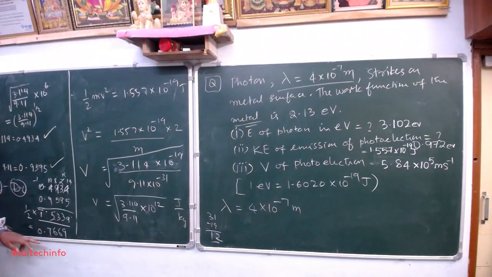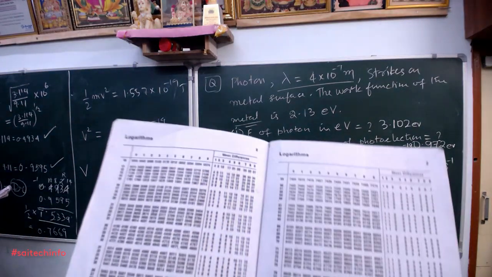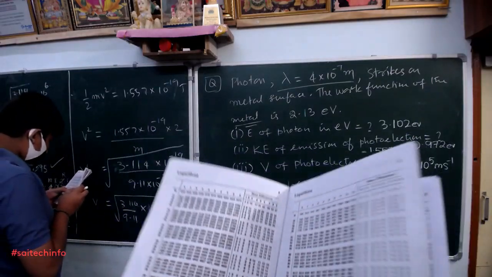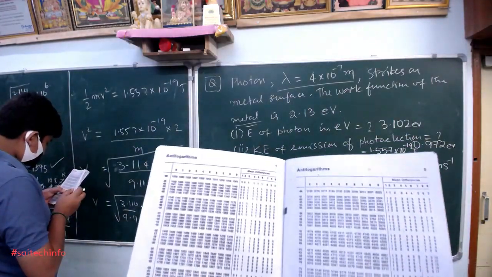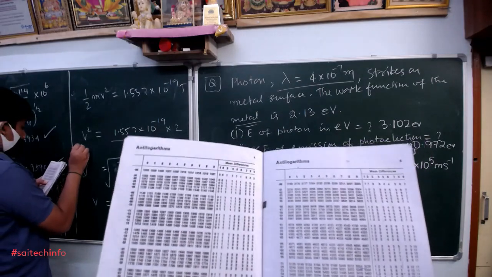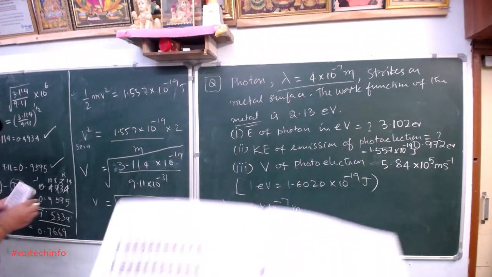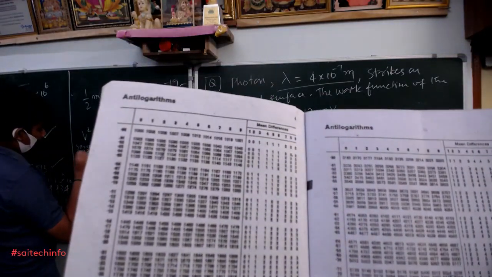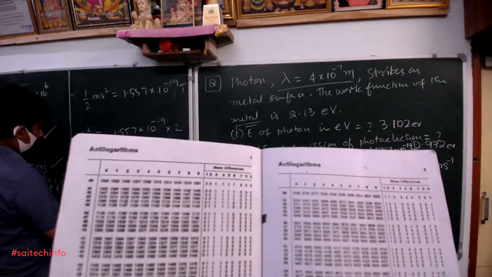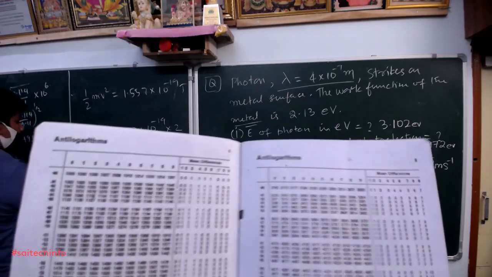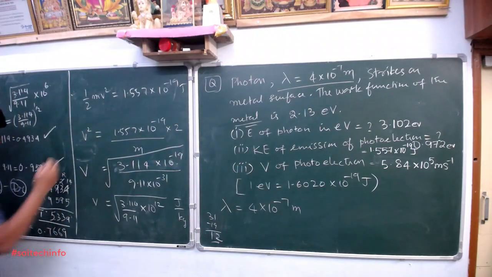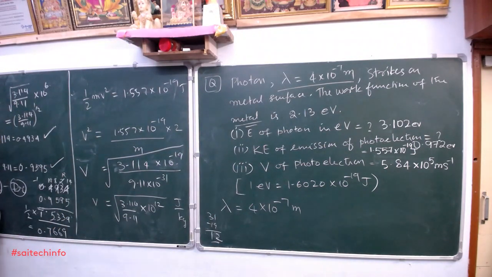So the antilog is available on the next page. This is logarithm, and go through the next page. Antilog is available, and what is the value? 0.7669. So you have got 0.76 and check against 6 and mean difference 9. Okay, so how much? 5846. That's good.